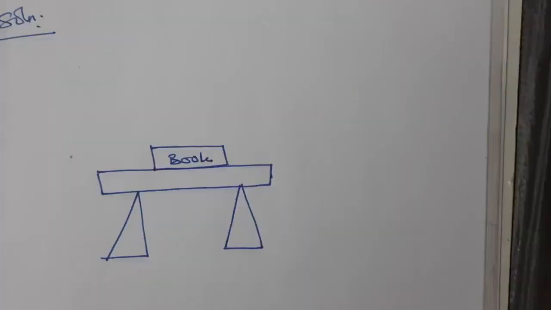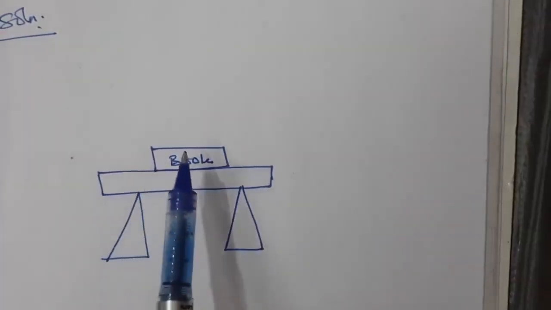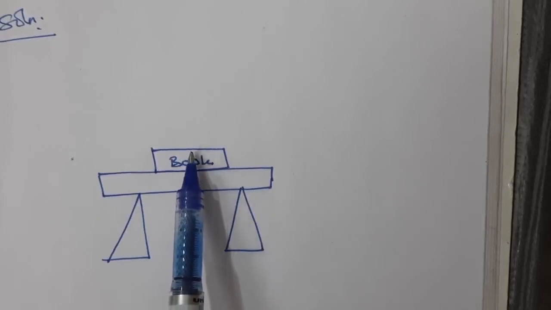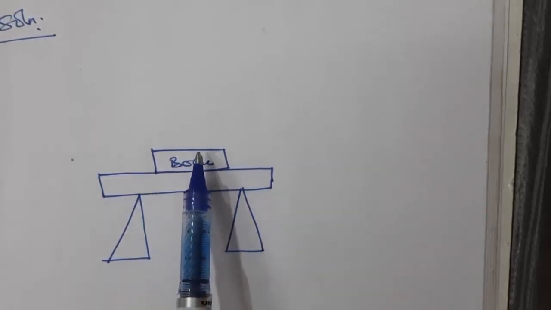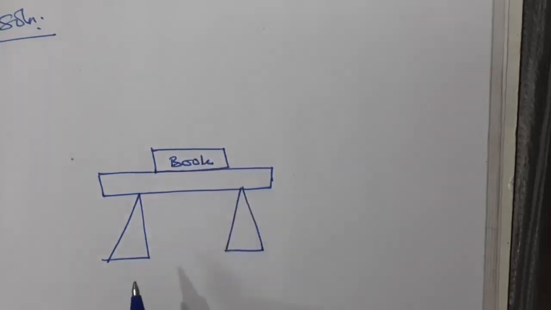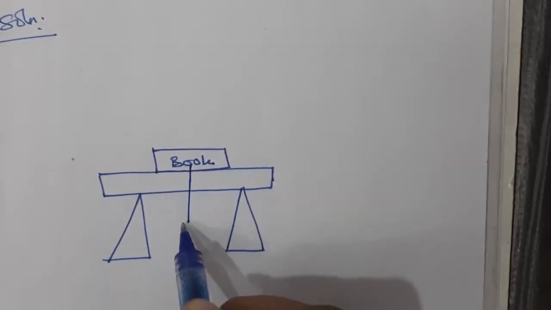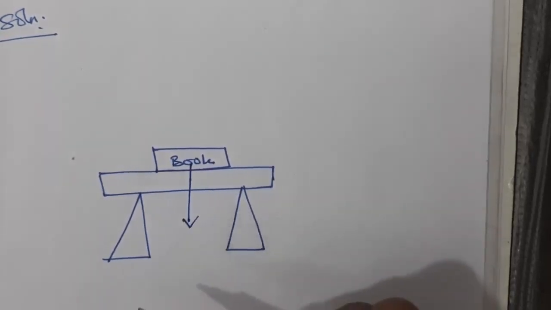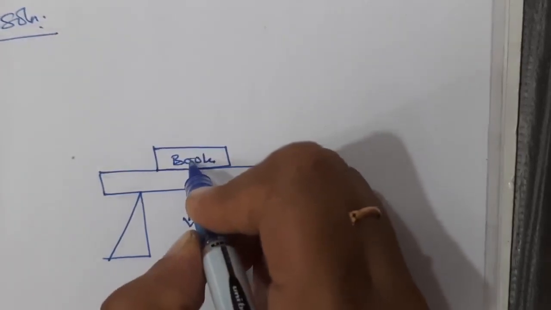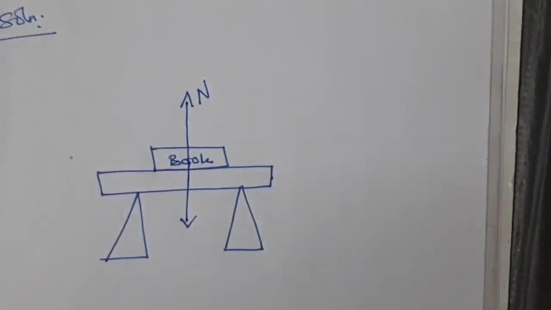Let's see the solution. This is the table. A book is at rest on the table. Okay. First question, what are the forces acting on the book? We know that there are two forces acting on the book. One is gravitational force, another one is normal force.